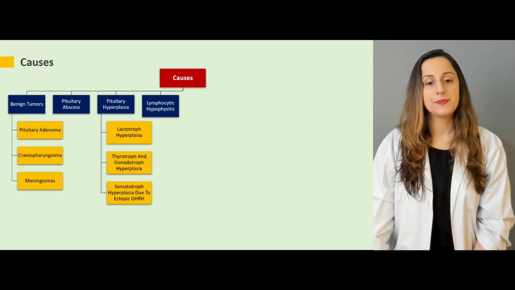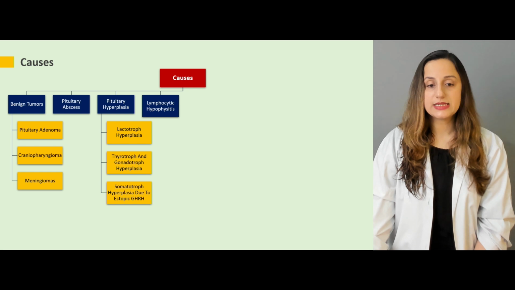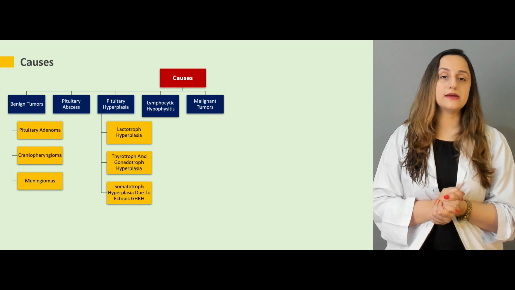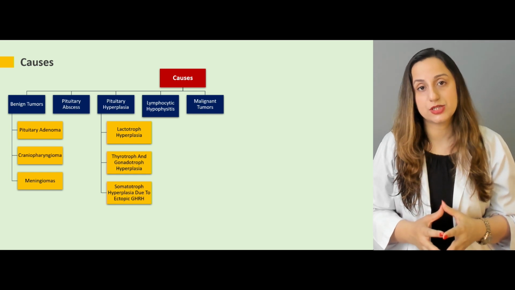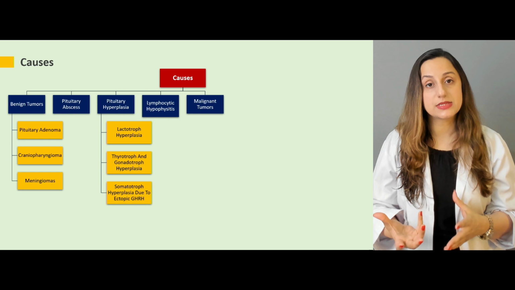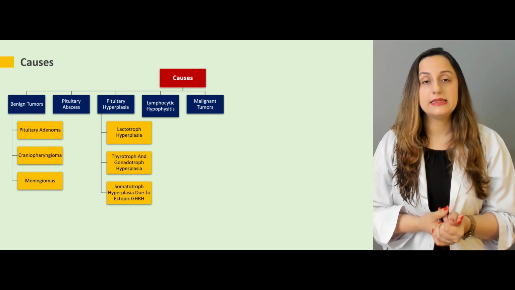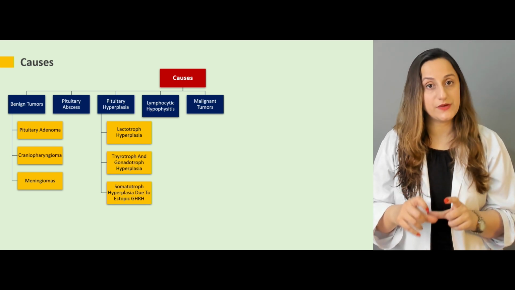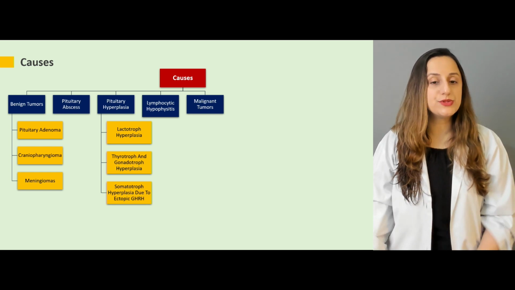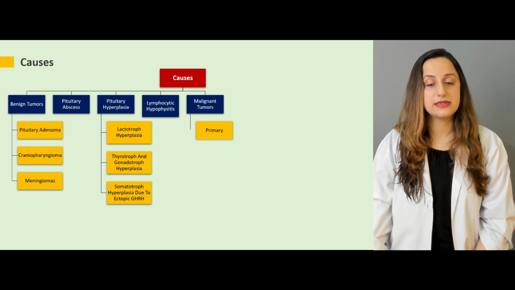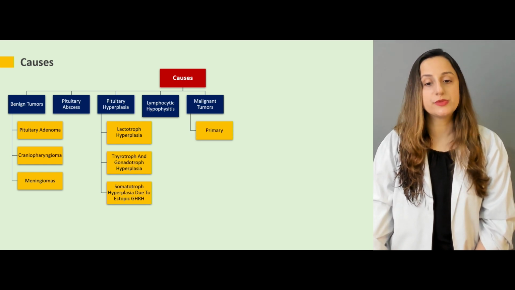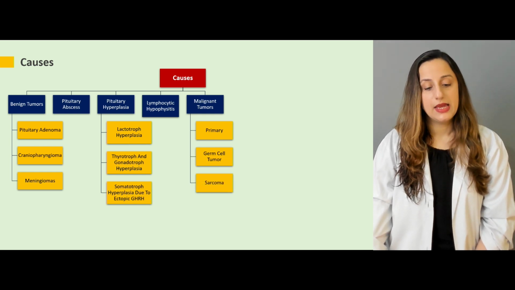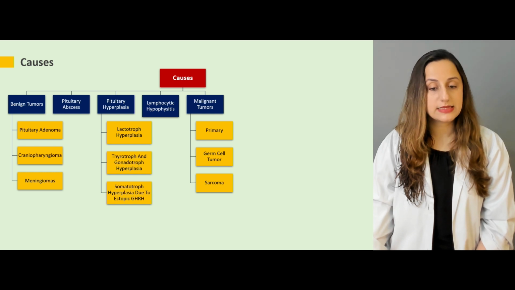Then we have the lymphocytic hypophysitis, and it is going to mimic an infectious condition, because lymphocytosis would primarily be the finding when we have the blood counts at hand. This would be the particular finding over here. Malignant tumors are one of the mainstays. It can be the primary malignant tumors, and we can have the germ cell tumors on the other hand. We can have the sarcomas as well.